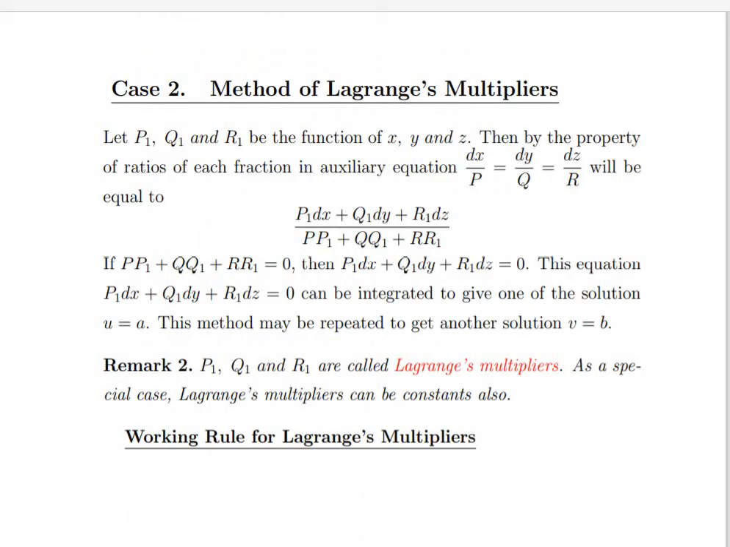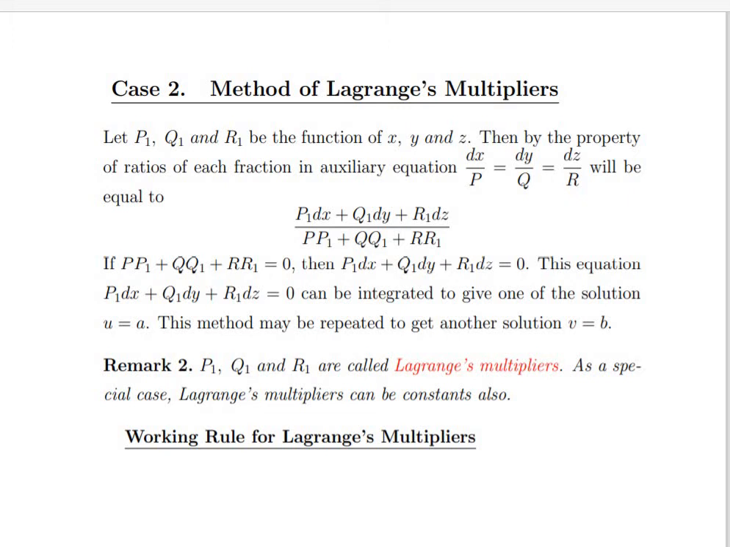Now case 2 is the method of Lagrange's multipliers. Here let P1, Q1 and R1 be functions of x, y and z. Then by the property of ratios, each fraction in the auxiliary equation, that is dx by P equal to dy by Q equal to dz by R, will be equal to P1 dx plus Q1 dy plus R1 dz by P P1 plus Q Q1 plus R R1.